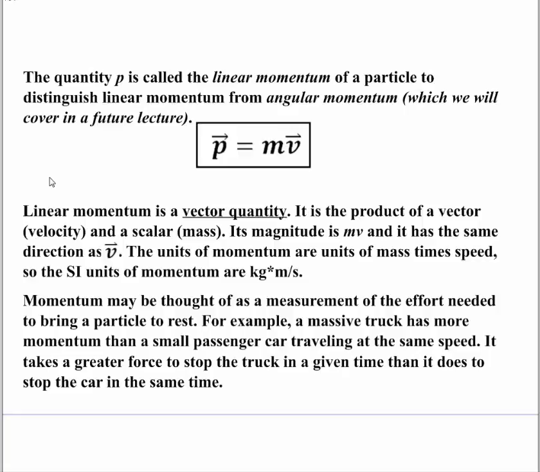Linear momentum is a vector quantity. It is a product of a vector velocity and a scalar mass. Its magnitude is mass times velocity, and it has the same direction as velocity. So when you're specifying what direction the vector should go, it will go the direction that the velocity is going. The units of momentum are the units of mass times speed, or kilograms times meters per second.